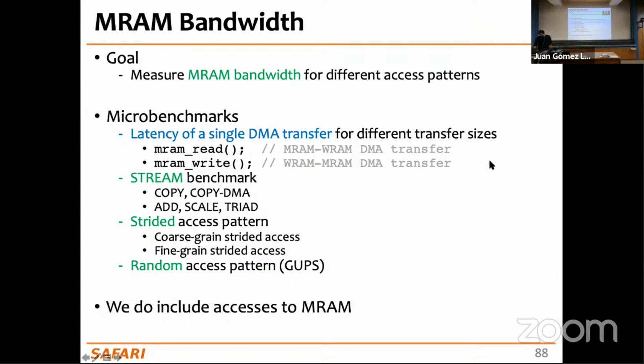Yeah. So we were talking about the different experiments that we did to measure latency and MRAM bandwidth, and so MRAM latency and bandwidth. And in the second experiment, we measured the bandwidth of the stream benchmark.